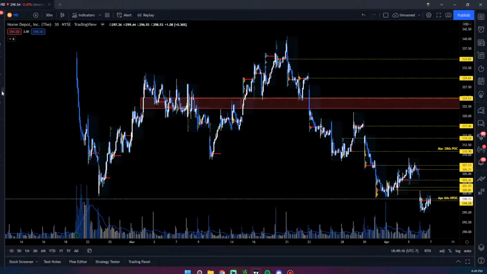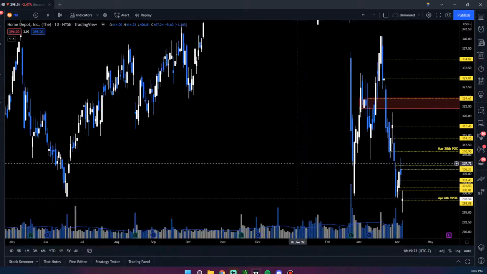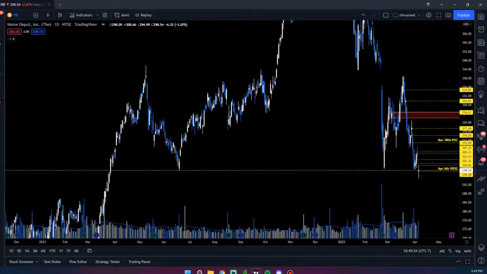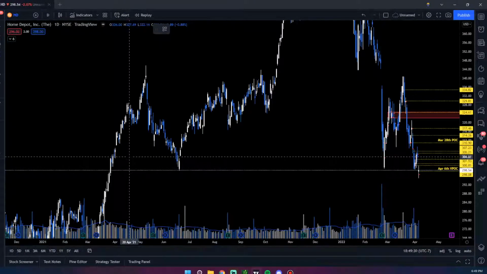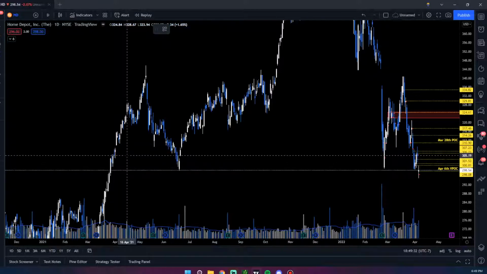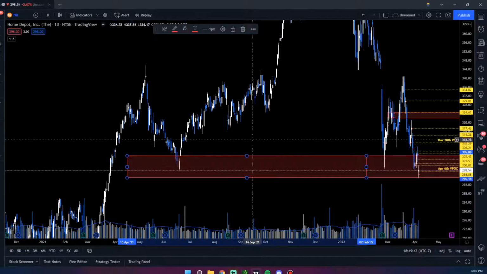So you want to learn, like when we were looking at HD on the 1-day chart, this is exactly what I was talking about. I erased that zone, but we can draw it back in really quick. It's 305-ish. That's good enough. Down to 295.